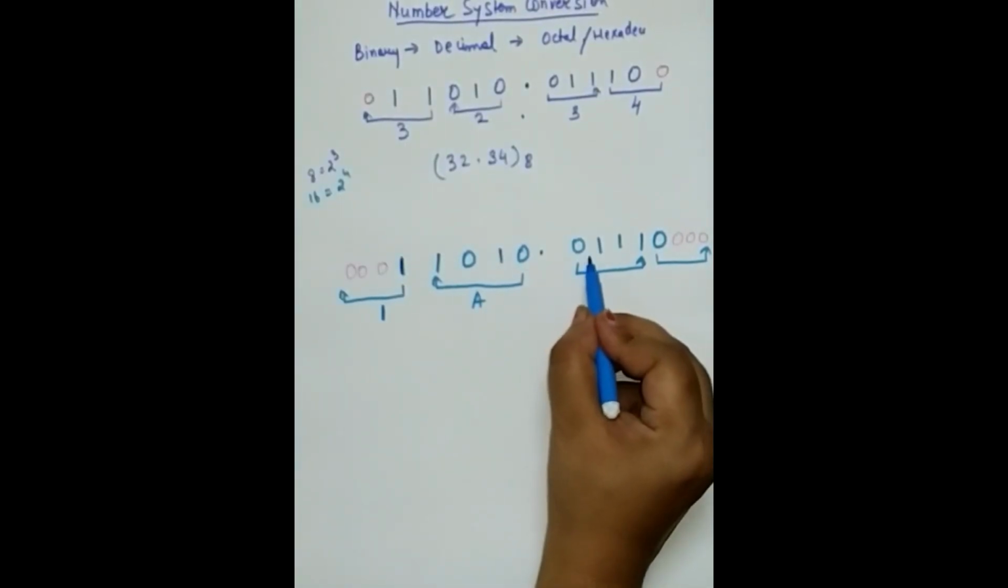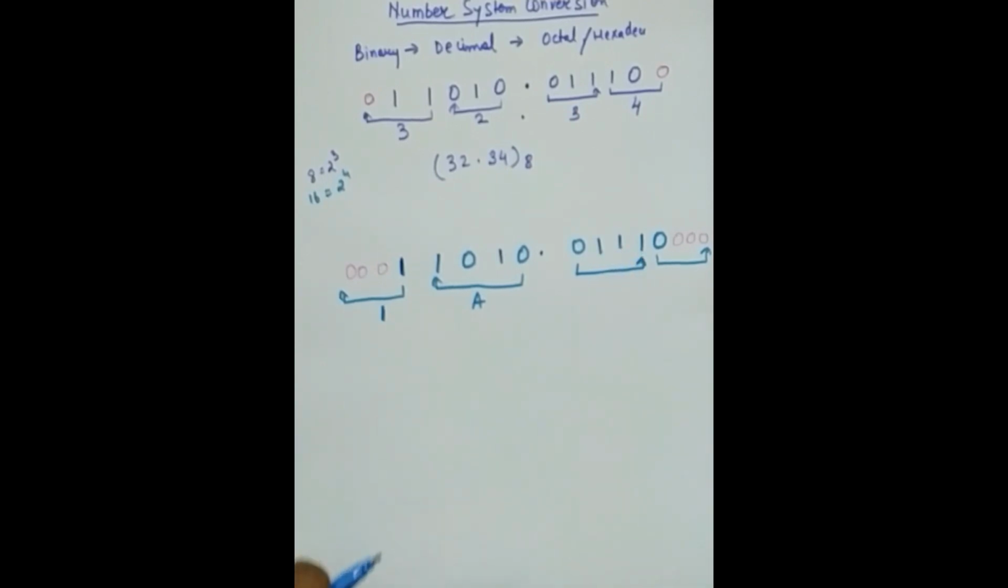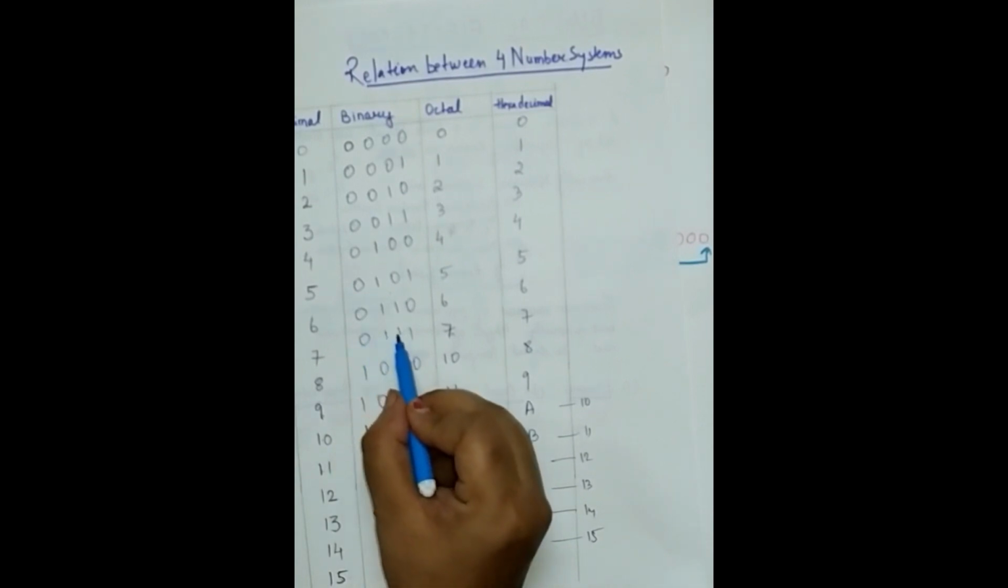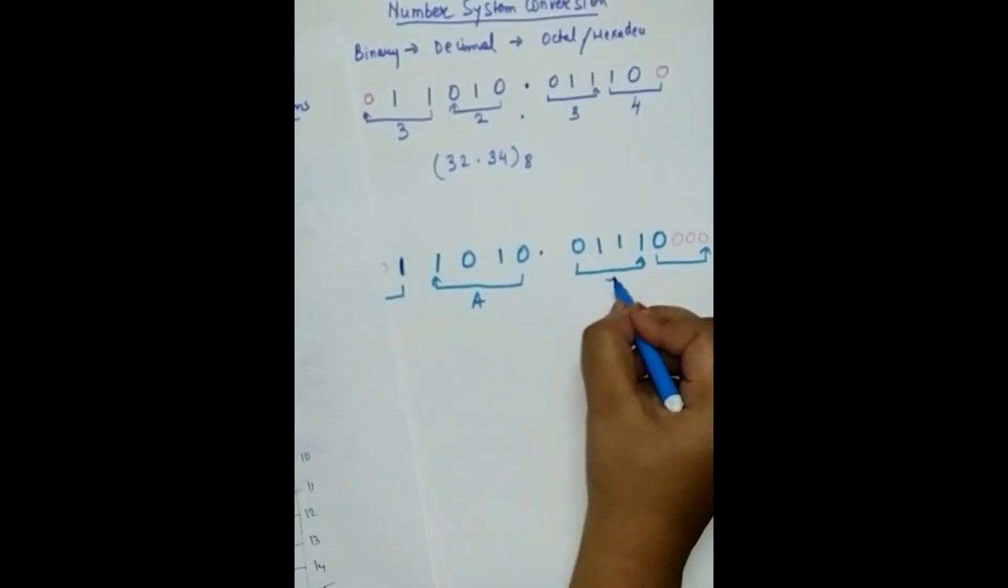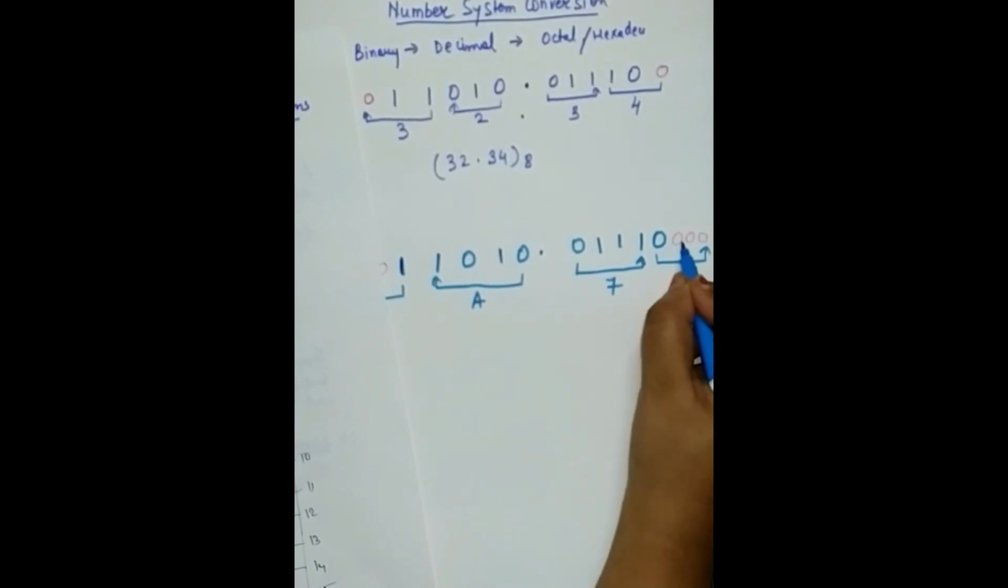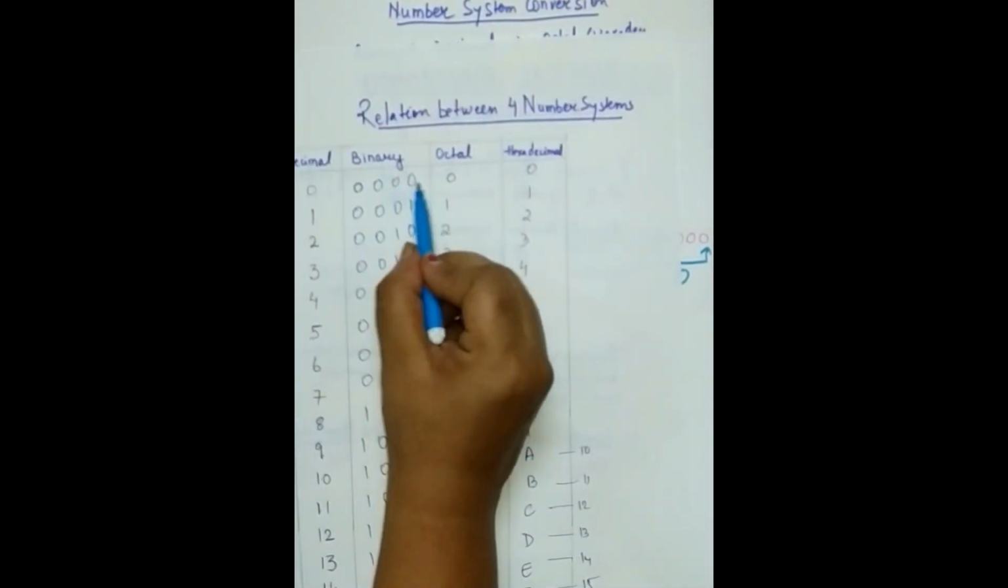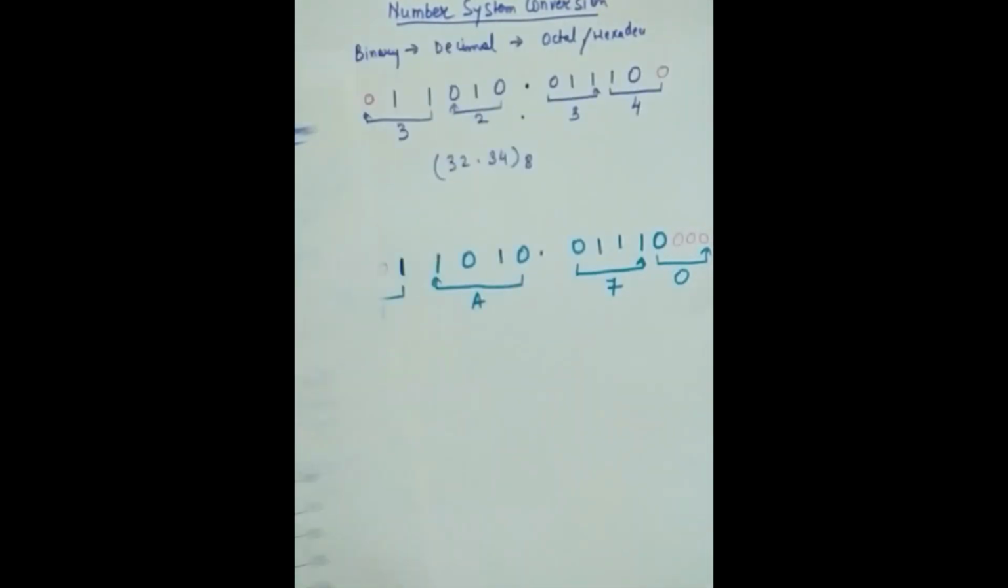Okay, now 0111. So 0111 is equal to how much? 0111 is equal to 7. So you will put here 7, and this 000 equals to 0. Okay, so 000 is always 0. So you will put a 0 over here.